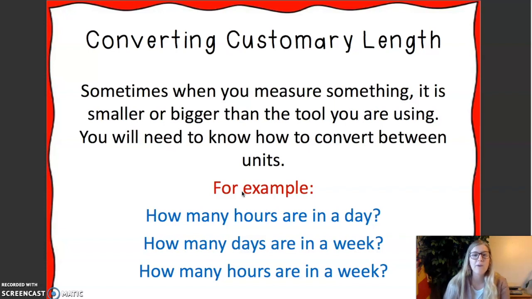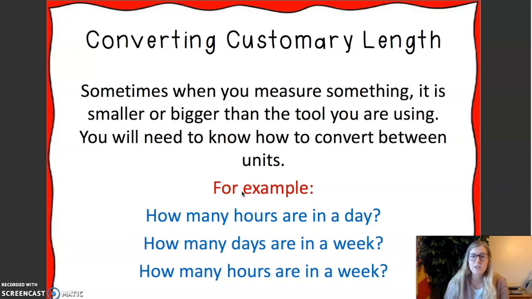For example, how many hours are in a day? Hours and day are different units of measure. But we know that there are 24 hours in a day. How many days are in a week? Again, we have different units there. Days are measured by hours and weeks are measured by days. So there's 7 days in a week, but there's only 1 day in a day. So we've got to look at that.